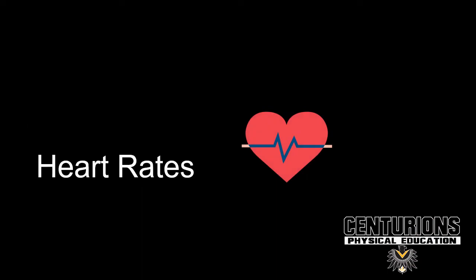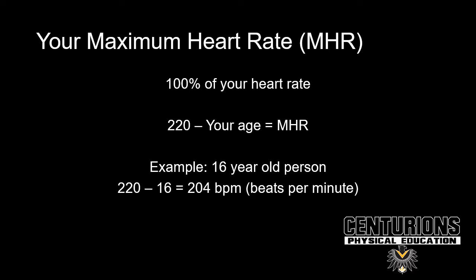Now, let's talk about heart rates. What are some new words and definitions that we need to know about our heart? Your maximum heart rate is called an MHR for short. It is 100% of your heart rate. How to calculate it is 220 minus your age. So for example, if you are a 16-year-old person, you would take 220 minus 16, and that would equal 204. And that is 204 beats per minute. That is 100% of your heart rate, or as high as your heart can possibly go.